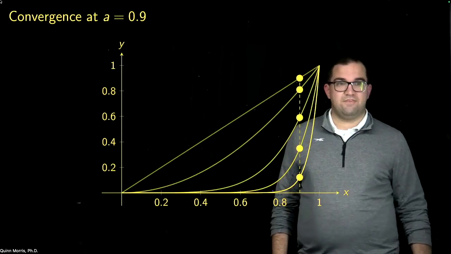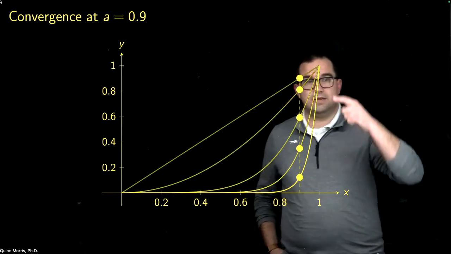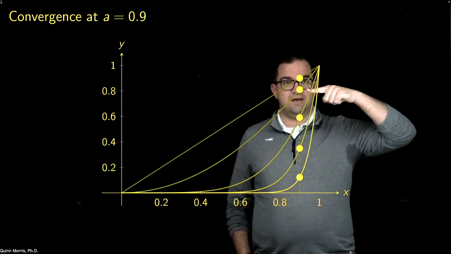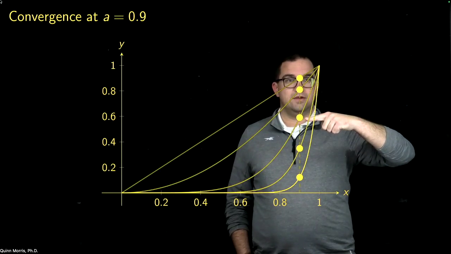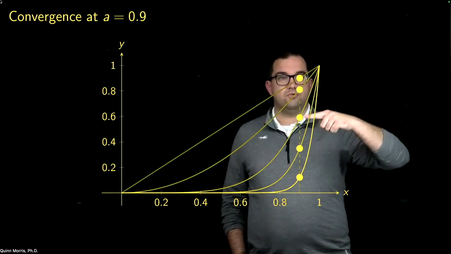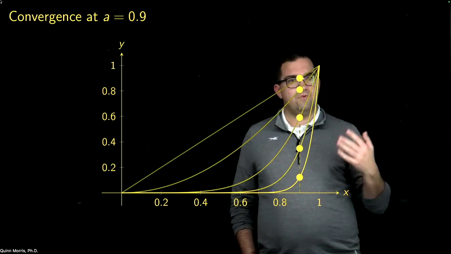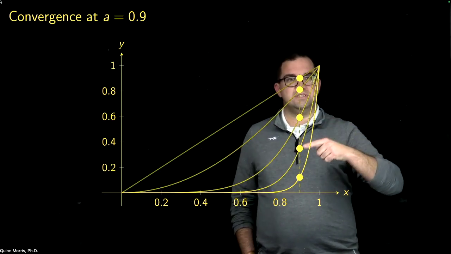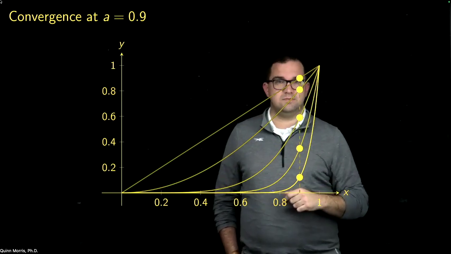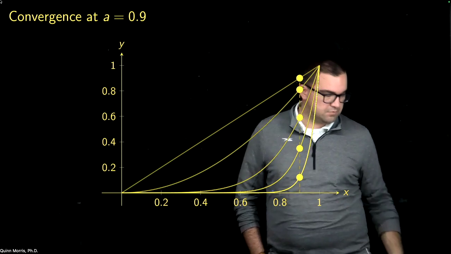Similarly, if I go over to 0.9, so over here at 0.9, here's f sub 1 of 0.9. Here's f sub 2 of 0.9. Here's f sub 5 of 0.9. I can see that these values are converging maybe at a different rate, but they're still converging to 0. So the y values of all these points seem to be converging to 0, okay?